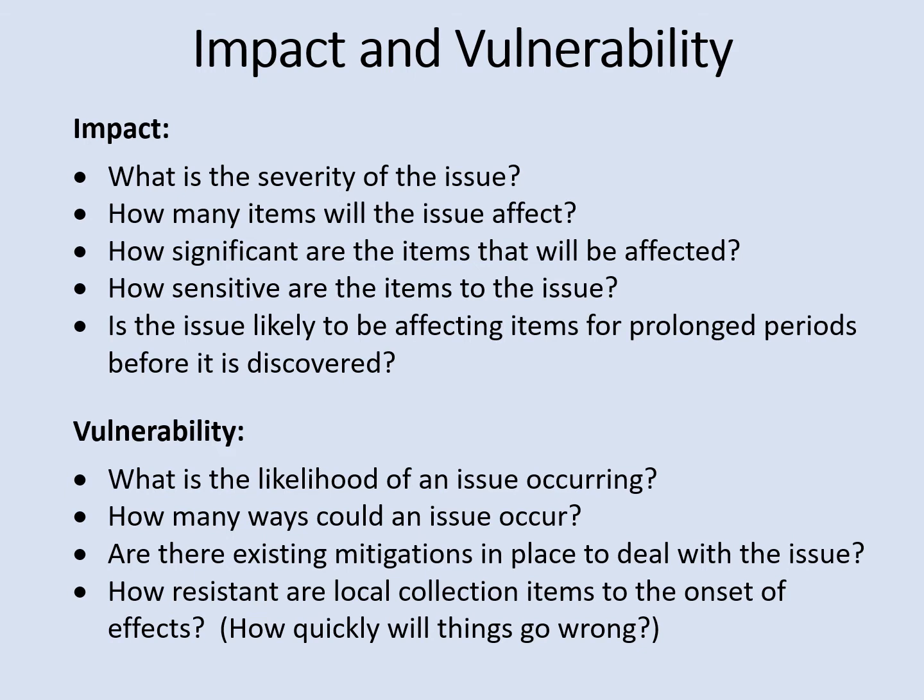In terms of vulnerability, we looked at the likelihood of a particular problem or issue occurring, the number of different ways in which that problem could manifest itself, the extent to which there are existing mitigations already in place which would deal with the problem, and how resistant the local collection items are in a particular area to the initial onset of the effects. So really, how quickly would things be likely to go wrong?